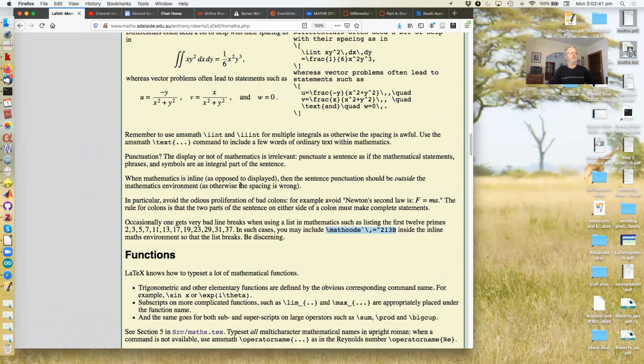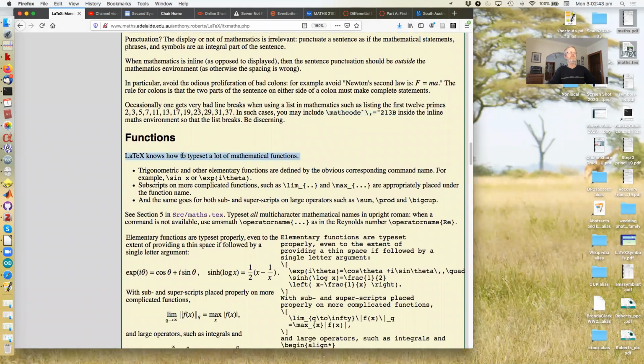Now in this third talk, let's look at some functions, recap some commands, and look at some mathematical arrays. Let's share the screen, come back to the source. Functions. As you might expect, LaTeX knows how to typeset a lot of mathematical functions. That's great. Things like trigonometric and other elementary functions, exponential, logarithms, hyperbolic functions, and so on.